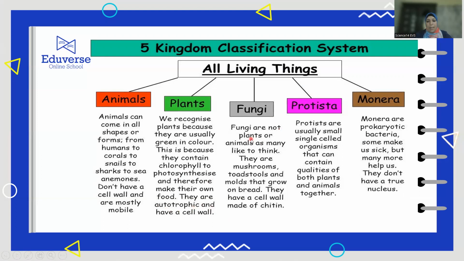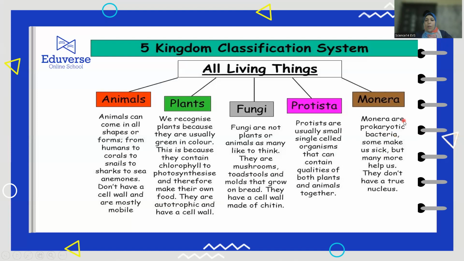Fungi are not plants or animals as many like to think they are. They include mushrooms, toadstools, and molds that grow on bread. They have a cell wall made of chitin, but plants have a cell wall made of cellulose, and this is a big difference between plants and fungi. Protista are usually small, single-celled, unicellular organisms that can contain qualities of plants. Some individuals of kingdom Protista have green plastids, like Euglena.